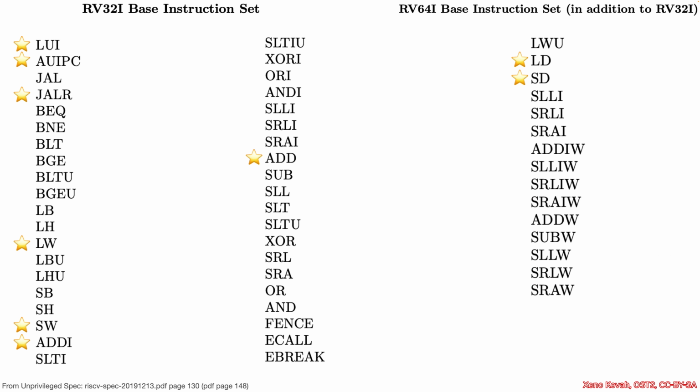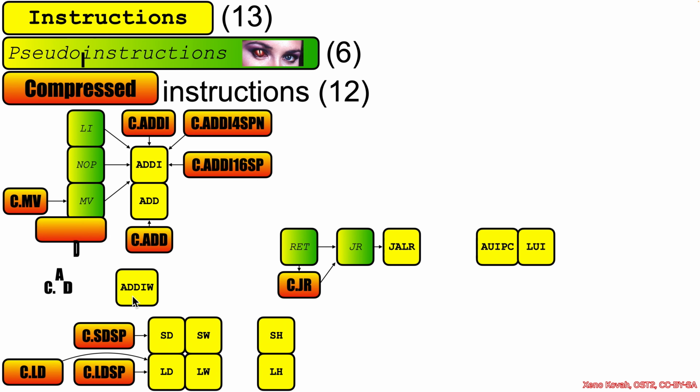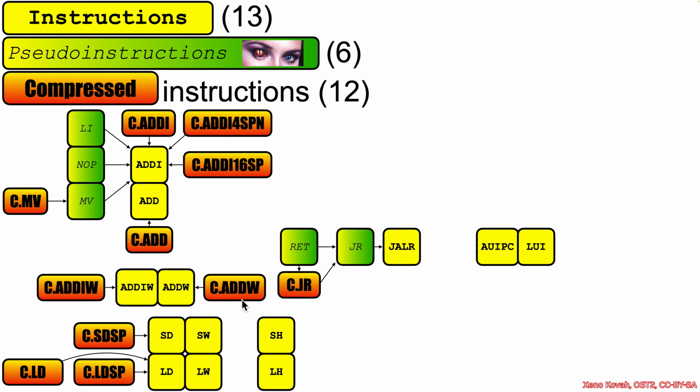But for now, let's keep track of what we just collected: LH, load half word, SH, store half word, ADDIW, add immediate to a word-sized register, and ADDW, add 2 word-sized registers together. Putting it like this, we got our half word store and load. We've got our ADDIW with the compressed ADDIW. We've got our ADDW with the compressed ADDW, and we picked up a compressed LUI to go along with our LUI over here.